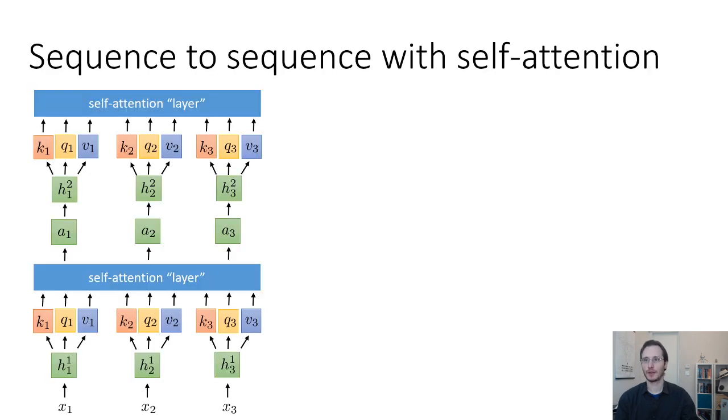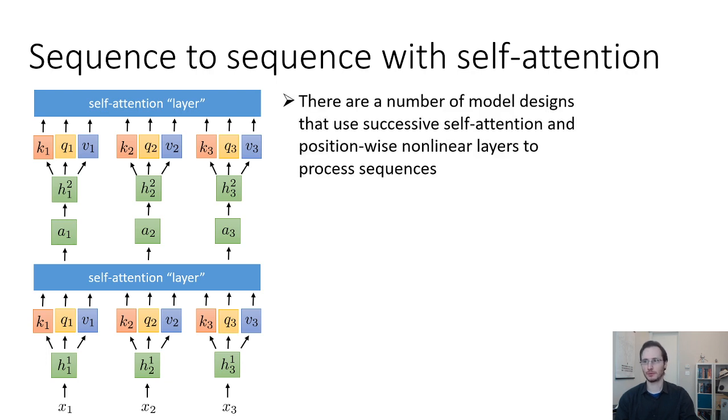In the last part of today's lecture, we're going to combine the pieces that we've learned about so far to go through the classic transformer model. So let's talk about how we can do sequence to sequence with self-attention. There are a number of model designs that use successive self-attention and position-wise nonlinearity to process sequences.